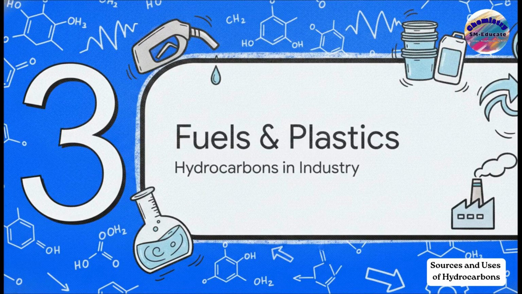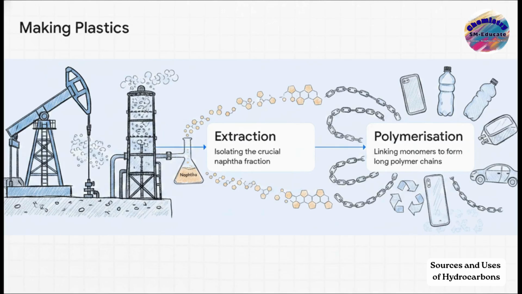All right, that scales us up beautifully to section 3, fuels, solvents, and plastics. Let's explore how these chemical properties are harnessed for human progress and manufacturing. You probably don't look at a barrel of crude oil and immediately think of your smartphone case, right? But modern plastics are a direct result of this hydrocarbon chemistry.